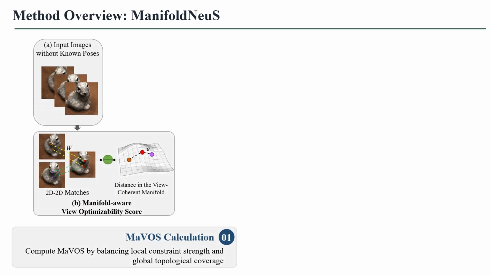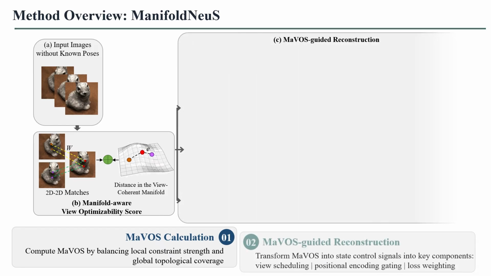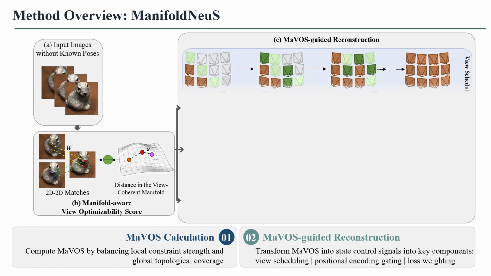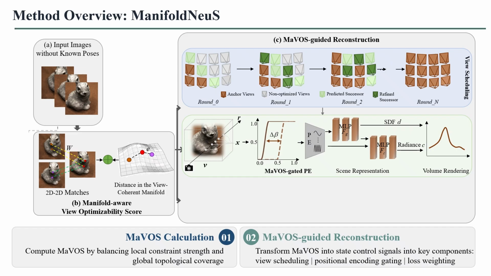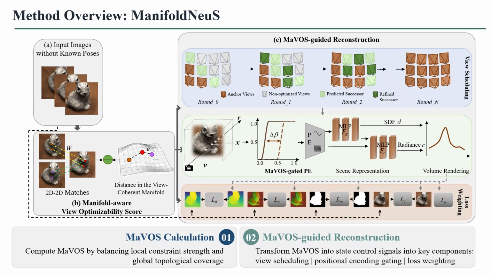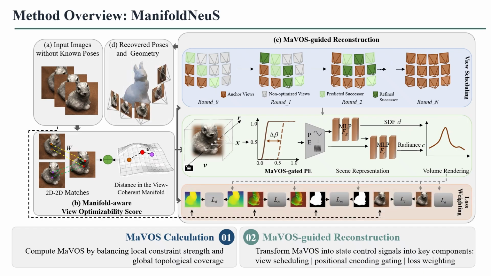The overall framework is summarized as follows. Given multi-view image collections without known camera poses, we first compute a manifold-aware view optimizability score by balancing local constraint strength and global topological coverage. Second, we use per-view optimizability as a control signal for three reconstruction mechanisms guiding stable joint pose and geometry optimization. Next, we will explain how the per-view optimizability score is computed.